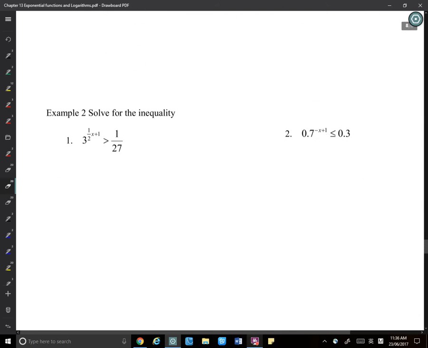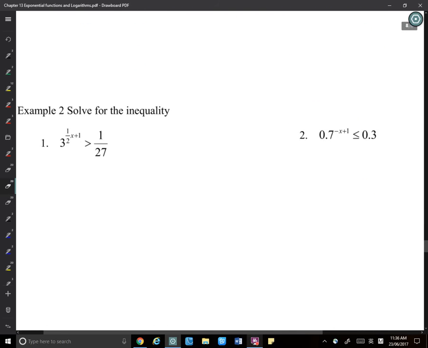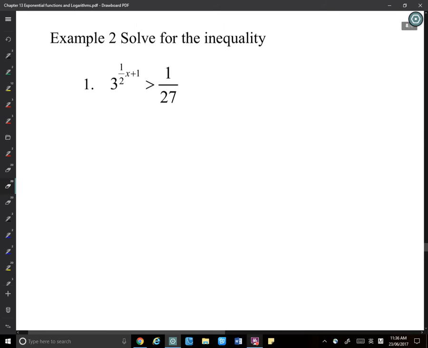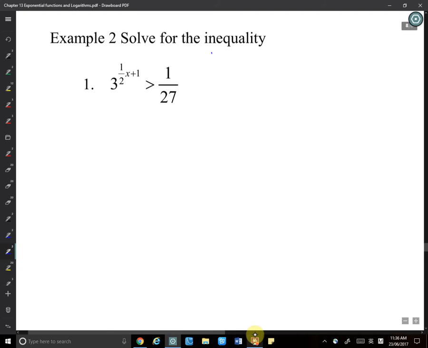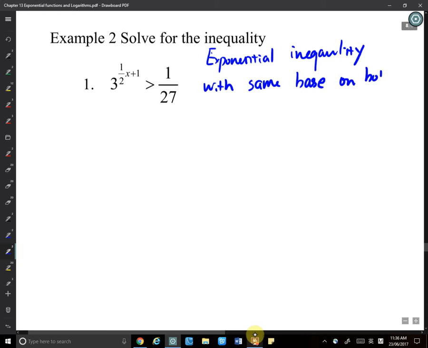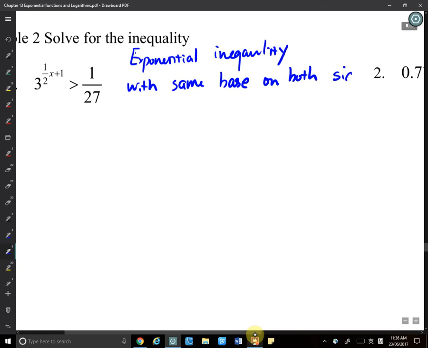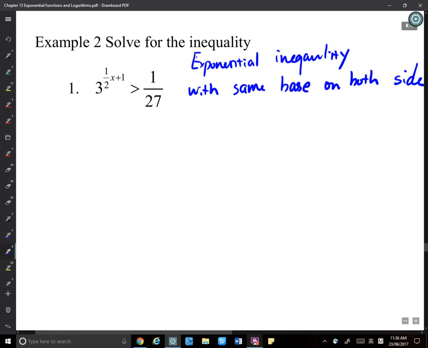That's equations. And now we solve inequalities. I put 2 examples here for inequality. The first one is easy. That's an exponential inequality with the same base on both sides. That's what we learned yesterday, just a little bit of revision.